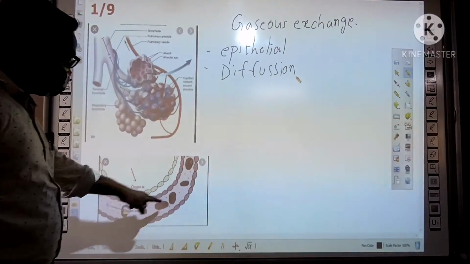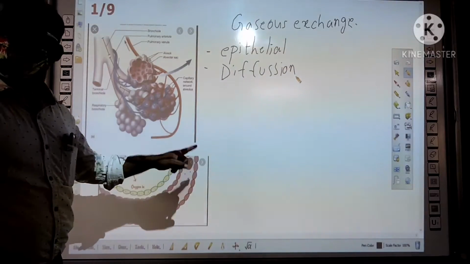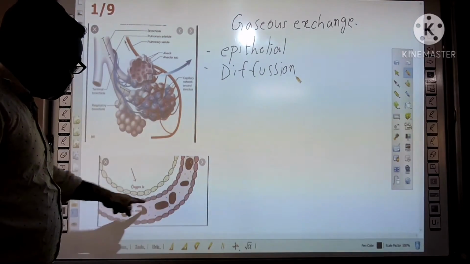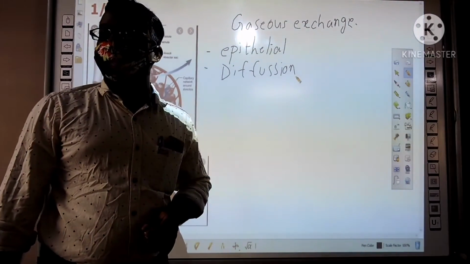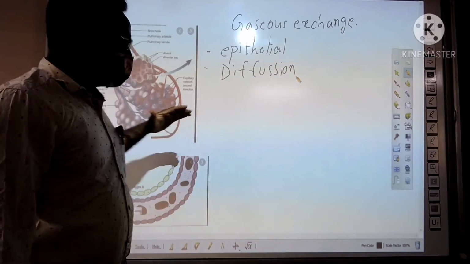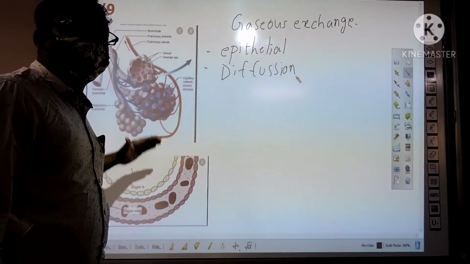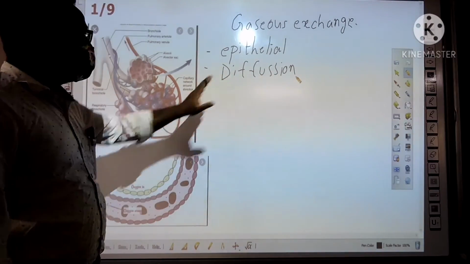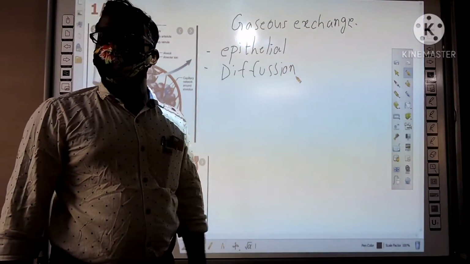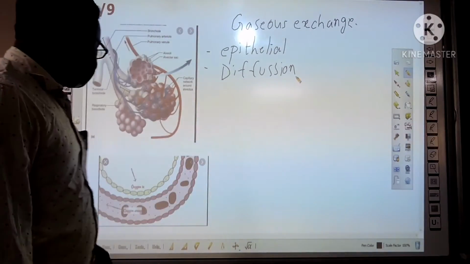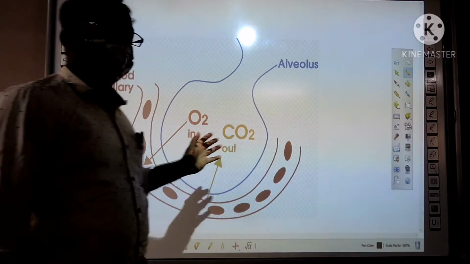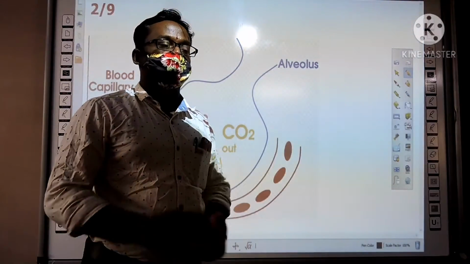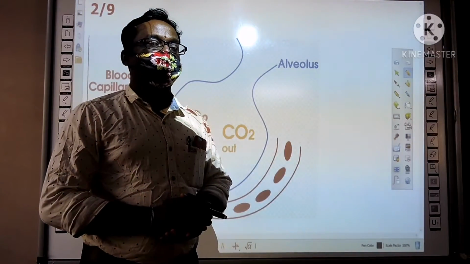When you see the blood capillary which surrounds the alveoli, the blood capillary walls are also made of a single layer of epithelial cells. It enables the process of gaseous exchange between alveoli and blood through the diffusion process. Okay, let us see how this process goes on.